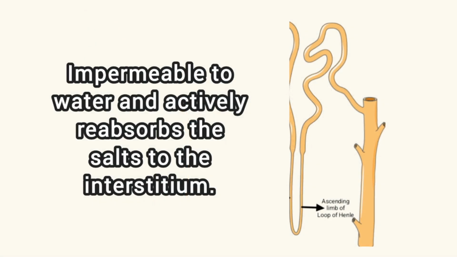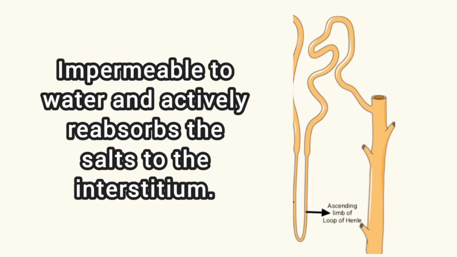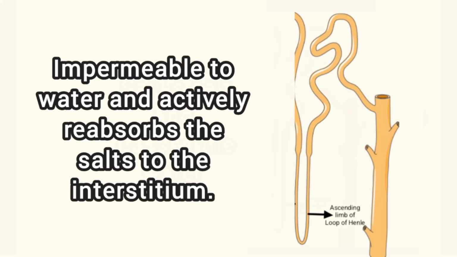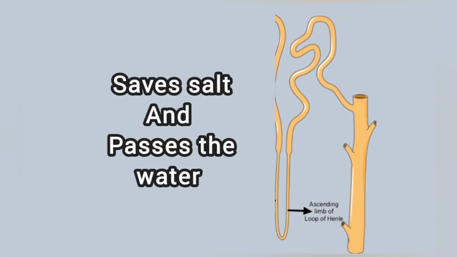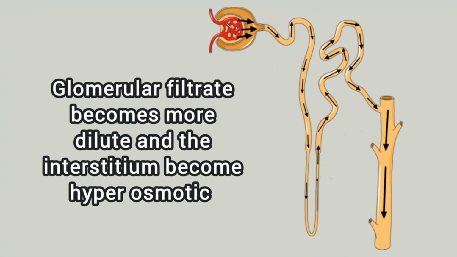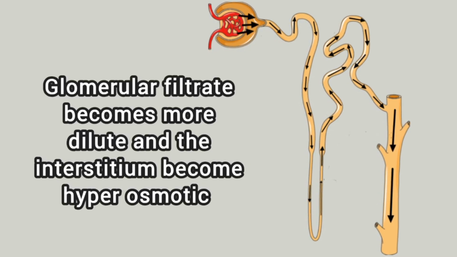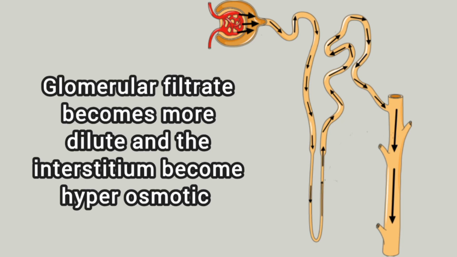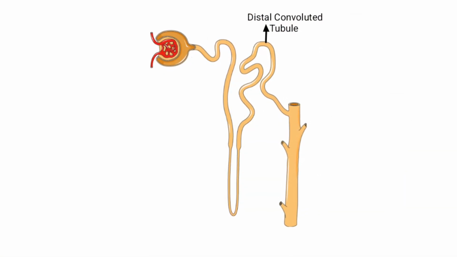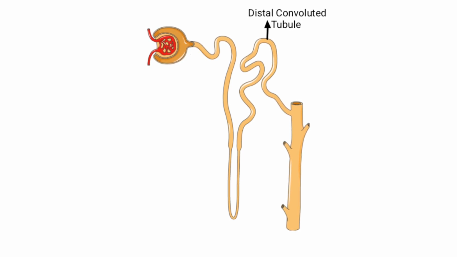The ascending limb of the loop of Henle is impermeable to water and actively reabsorbs salt to the tissues surrounding the loop of Henle. Thus, it saves the salt and passes the water. As a result, the passing filtrate becomes dilute and the tissue surrounding the loop of Henle, that is the interstitium, becomes hyperosmotic. The ascending limb of the loop of Henle continues to another highly coiled tubular region called the distal convoluted tubule.